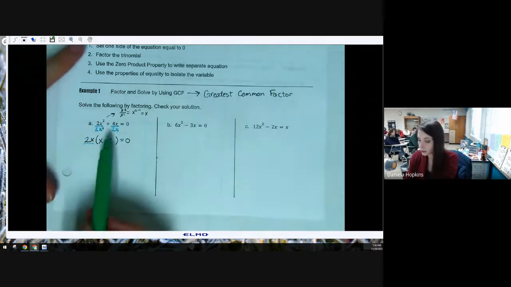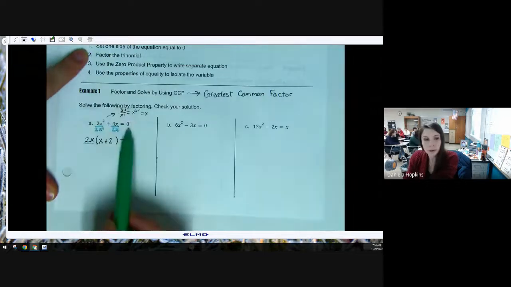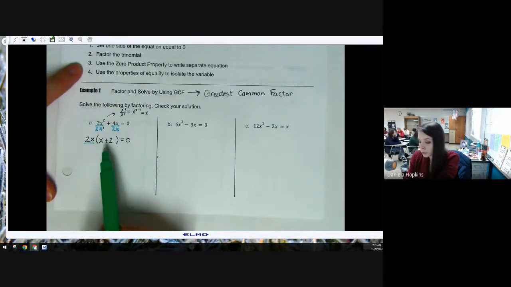So first of all, step 1 was done for us, so it was set equal to 0. We just did step 2: we factored the trinomial, in this case using greatest common factors. Now we want to use the zero product property.